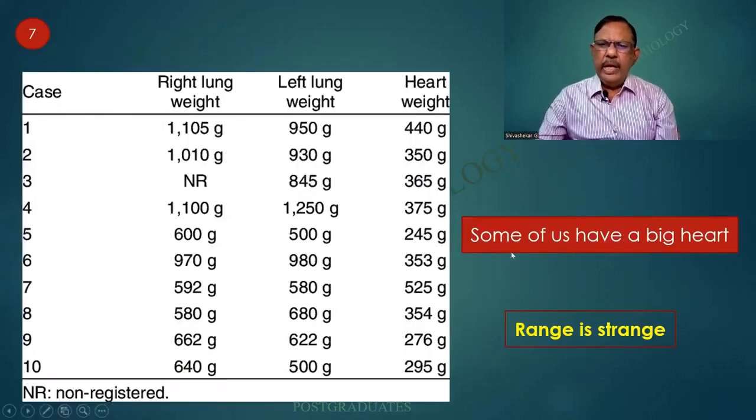Some of us have got a big heart. I would like you people to go through the differences. The range is strange. So we will also be seeing the normal weight of the organs. So also the lungs. I find that it starts from as low as 640 and goes beyond 1000 grams. What are the conditions? What are the causes? We shall be seeing. And I will also be presenting you with the normal dimensions of the important organs at a later date.